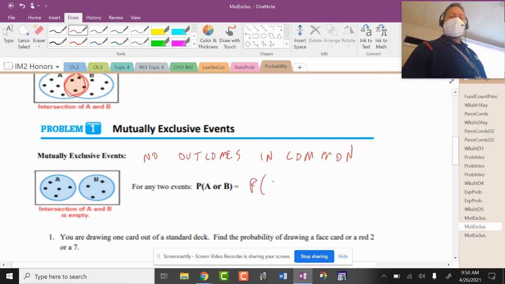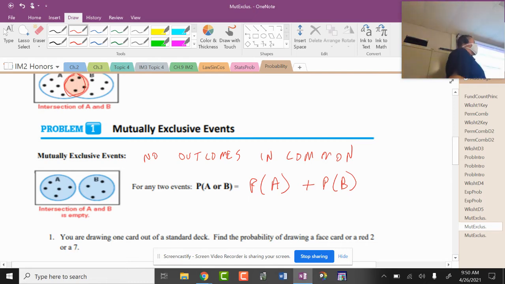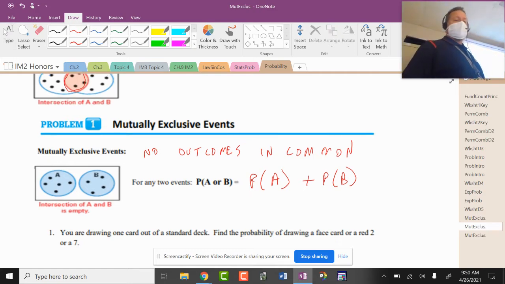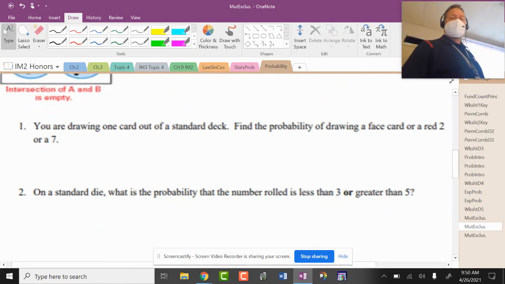We find the probability of rolling a 1, which is 1/6, and you add that to the probability of rolling a 6, which is also 1/6. What's the probability of rolling one or the other? 2/6. You have a 1/3 chance of that happening. There is no overlap in those two events. They are mutually exclusive. They are completely different than each other. So exercise that term, what mutually exclusive means and looks like.